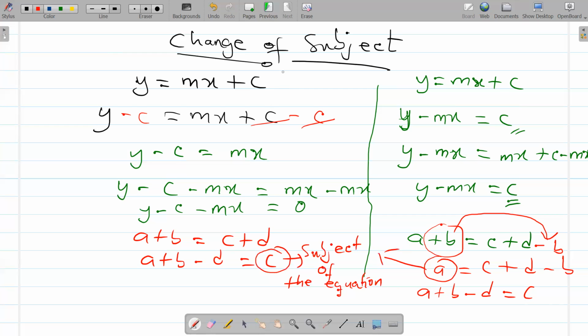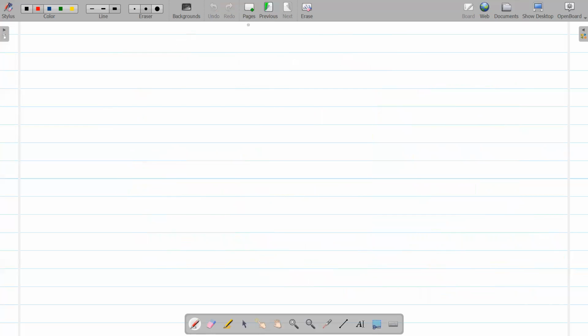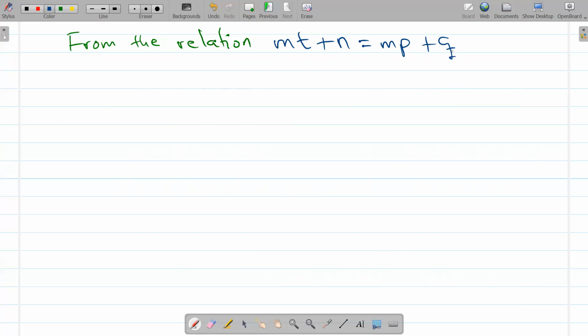So now let's see if we can put what we've learned into practice. So we're going to look at this question from the relation: MT plus N is equal to MP plus Q.